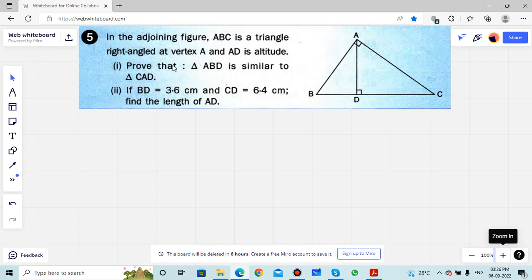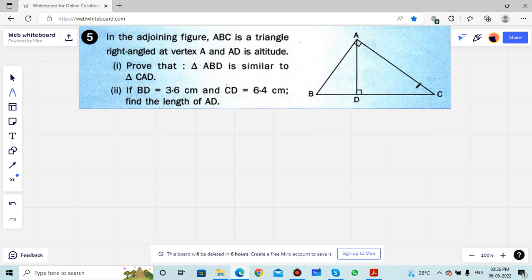Example number 5. In the adjoining figure, ABC is a triangle, right angled at vertex A. So you can see this is a right angle here. And AD is an altitude. You can see this is a perpendicular on BC from A. Prove that triangle ABD is similar to CAD.